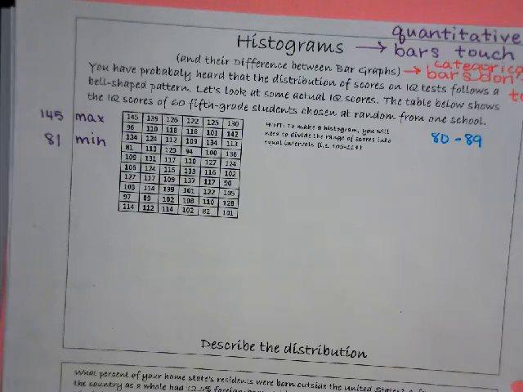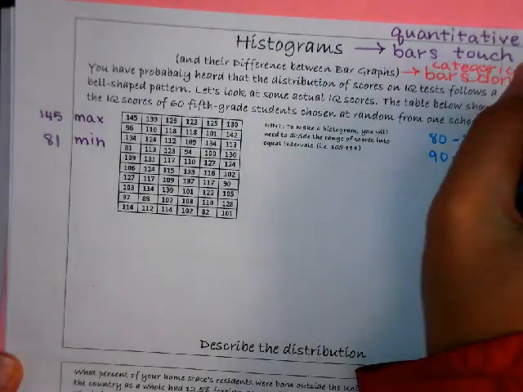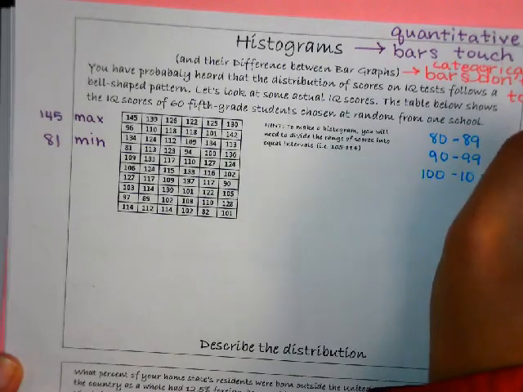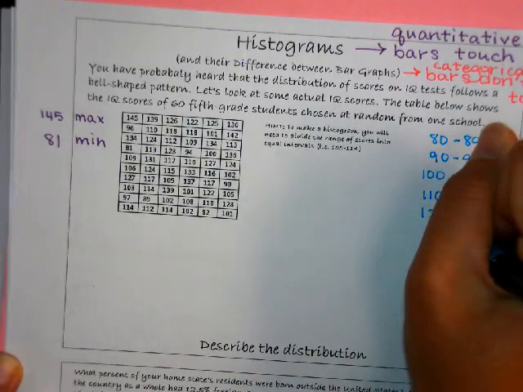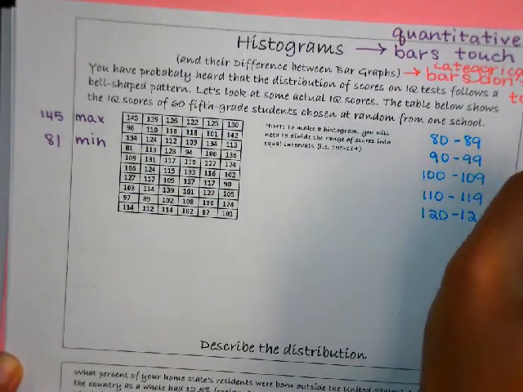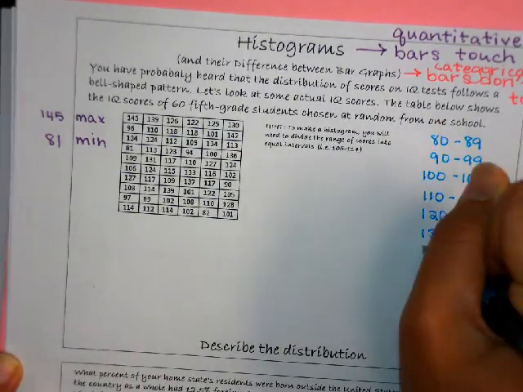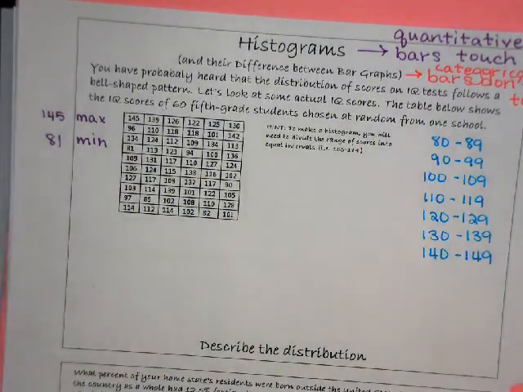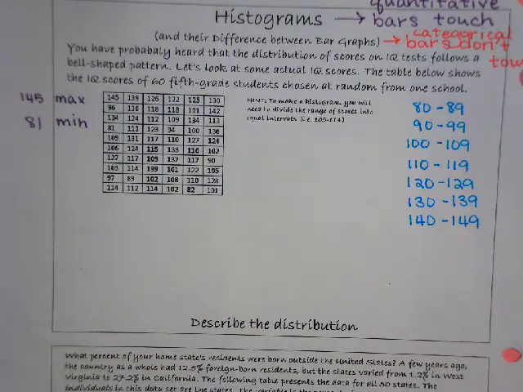So then we're going to do 90 to 99, 100 to 109, 110 to 119, 120 to 129, 130 to 139, and 140 to 149. Now comes the fun part. We get to figure out how many IQs are in each of those ranges.